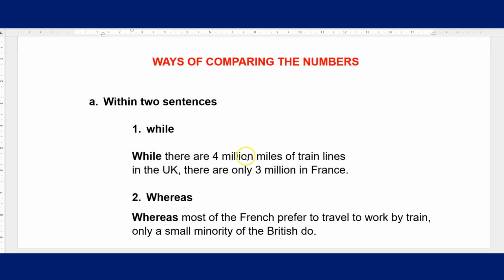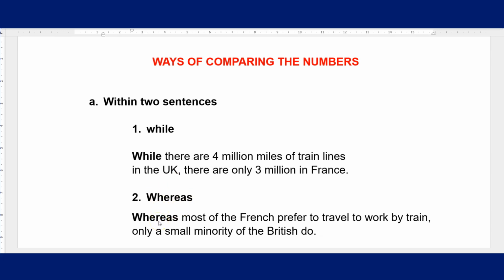While there are 2 million miles of train lines in the UK, there are only 3 million in France. So you're comparing the number of train lines between France and the UK. Okay, we use the word while. So you can say, while there are 4 million miles of train lines in the UK, there are only 3 million in France. Okay, the next word is whereas.